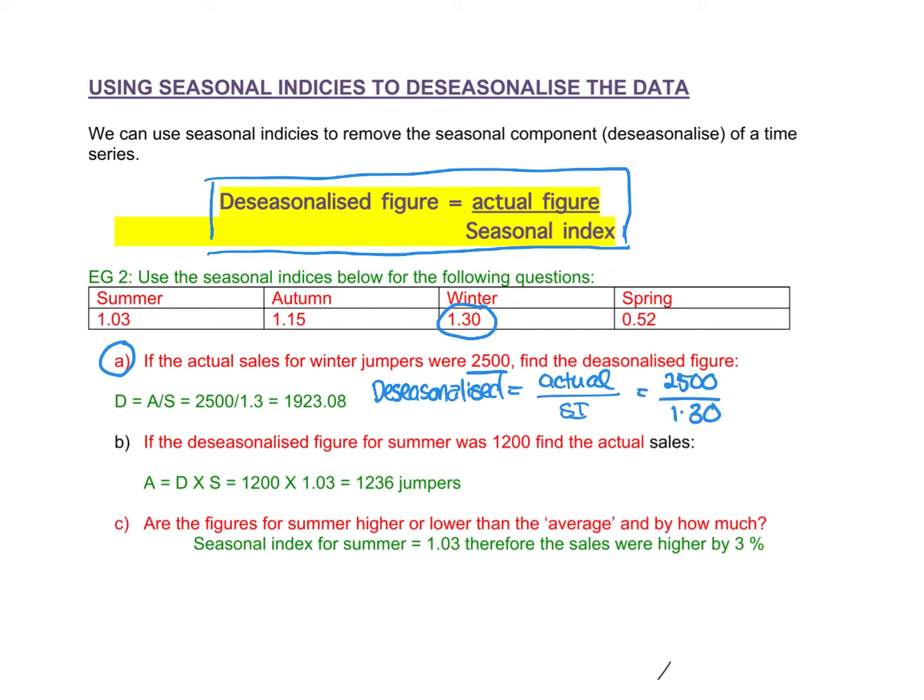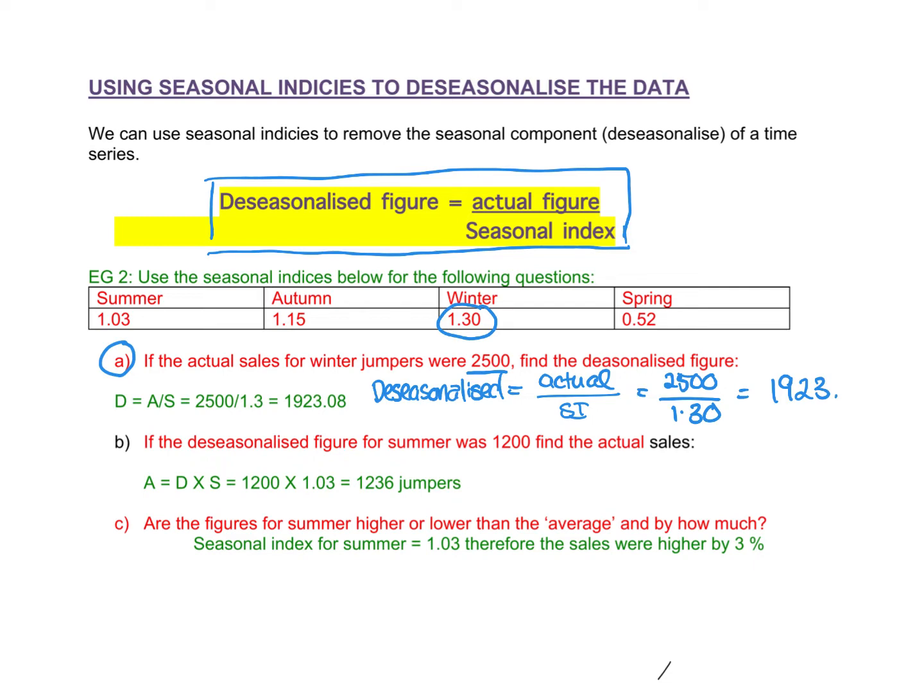So tell me, is winter above average or below? Above. So if I'm trying to smooth off and deseasonalize the data, is the actual sales number going to go down or up if you're trying to bring it to average? It's going to go down, isn't it? So when you do 2,500 divided by the seasonal index, you end up with, rounded to a whole number, 923. So it's brought it down, it's deseasonalized. That's the deseasonalized value for that data.